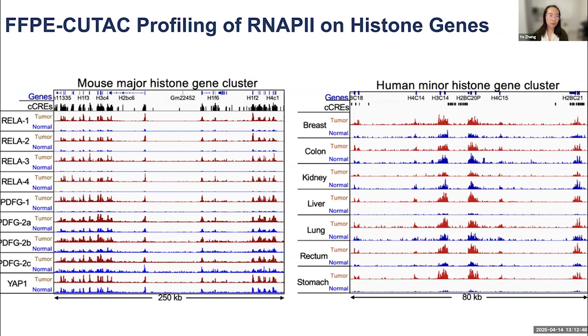Speaking of hypertranscription, again, this is a genome browser track, red showing tumor, blue showing the adjacent normal. We constantly found a region that tends to have hypertranscription in tumor versus normal, regardless of whether it is a mouse brain tumor or a different human tumor. Those regions turned out to be histone gene regions. Among those histone genes, it always has a high signal, more peaky, more enriched RNAPII signal in tumor versus normal.